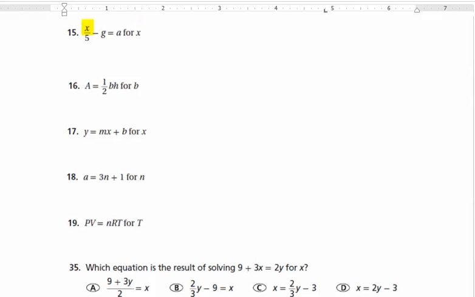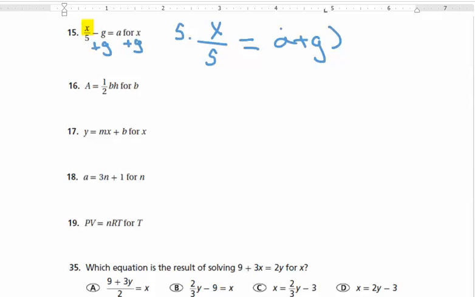The first thing I want to do in this one is the minus g part. I would want to undo that by adding g to both sides. So now I have x over 5 equals a plus g. And then you can probably figure out that the next step would be to undo the division by 5. So you're going to multiply to undo the division.